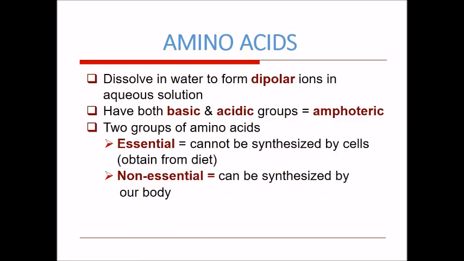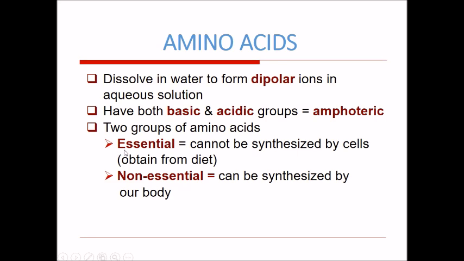So, some of the amino acids can dissolve in water. The hydrophilic amino acids can dissolve in water and form dipolar ions, and most of the amino acids have both basic and acidic groups, which is known as having amphoteric characteristics. And then amino acids can also be divided into 2 large groups.